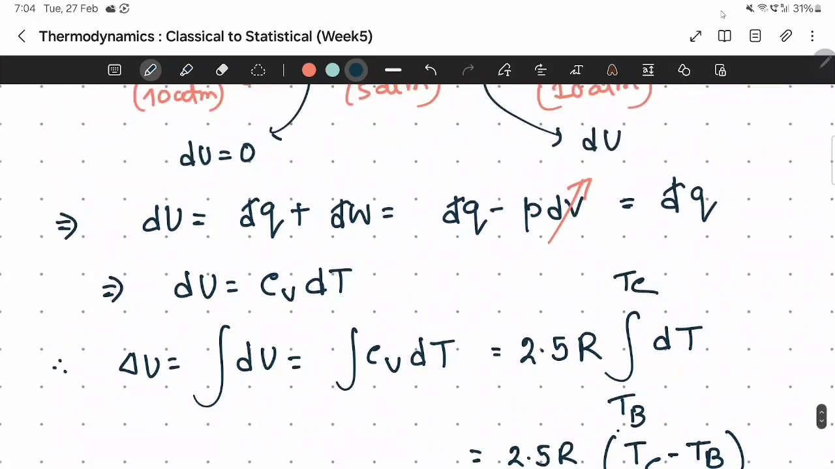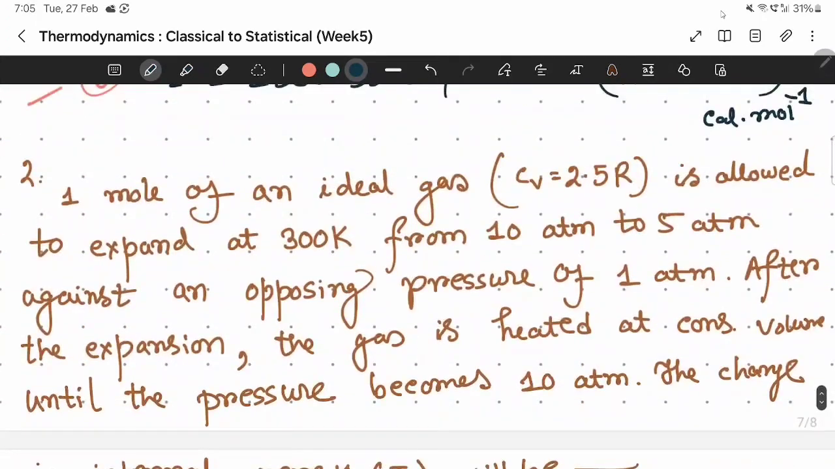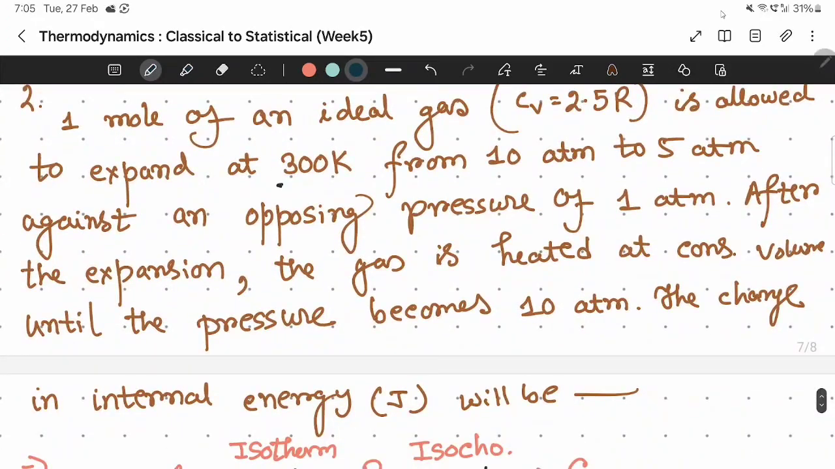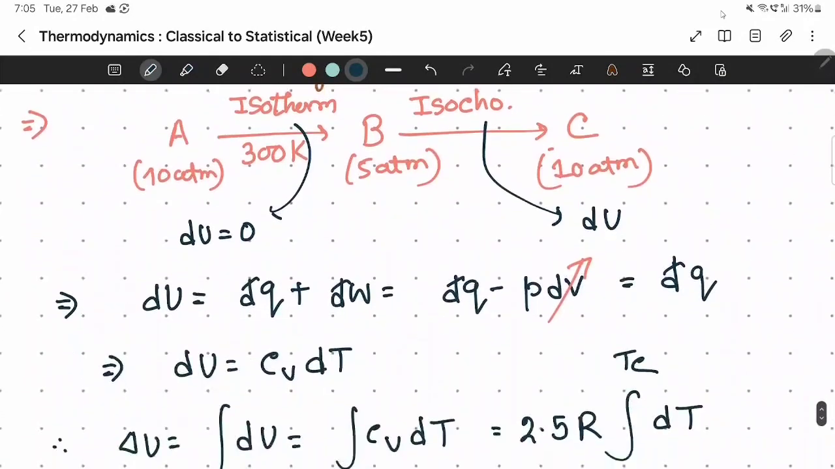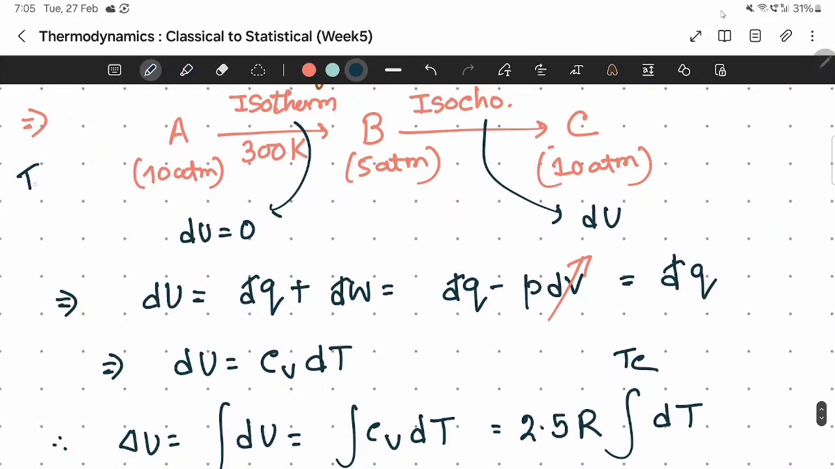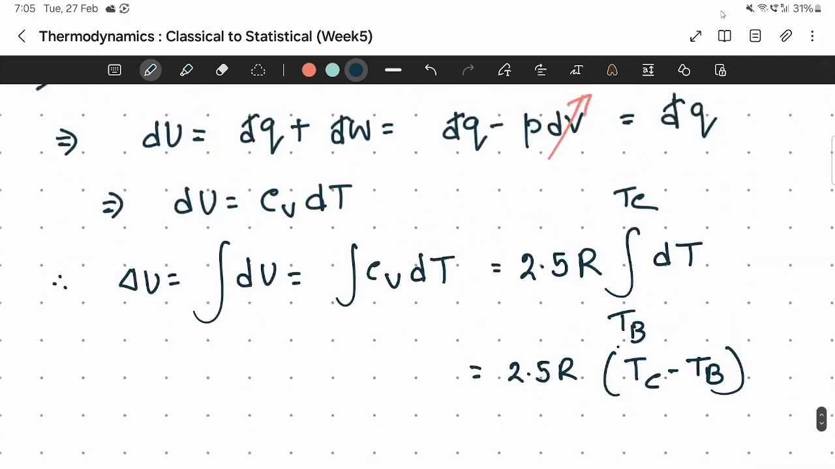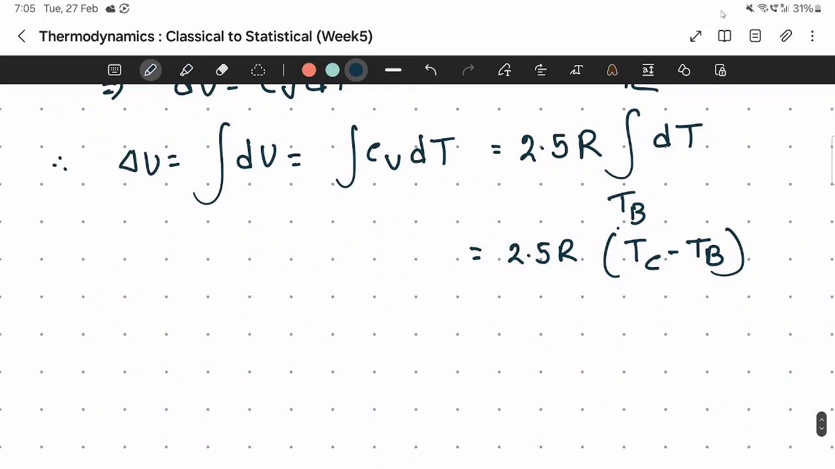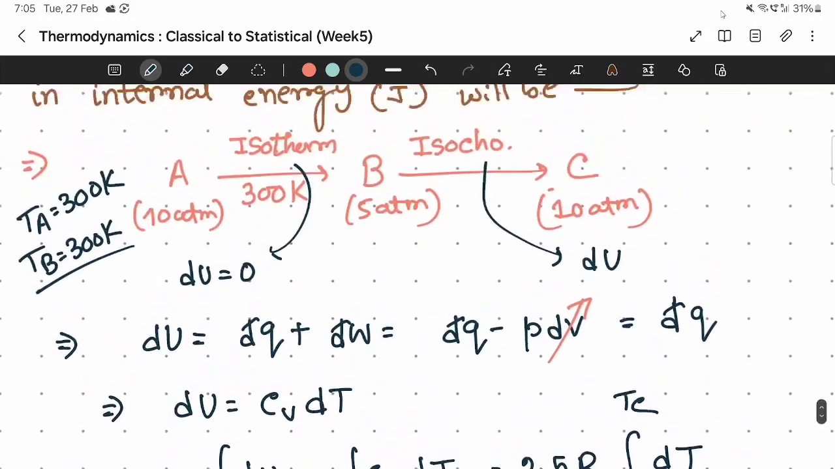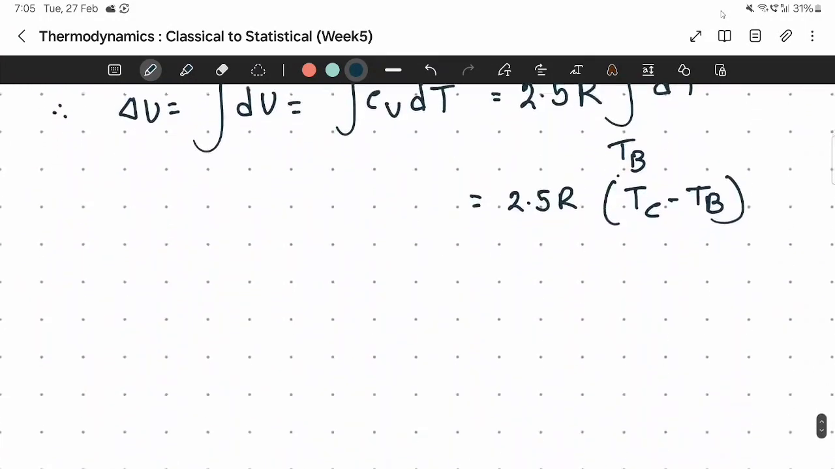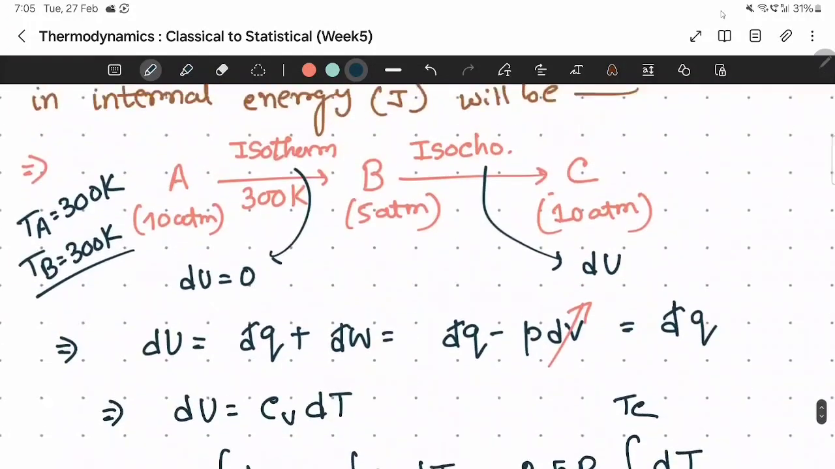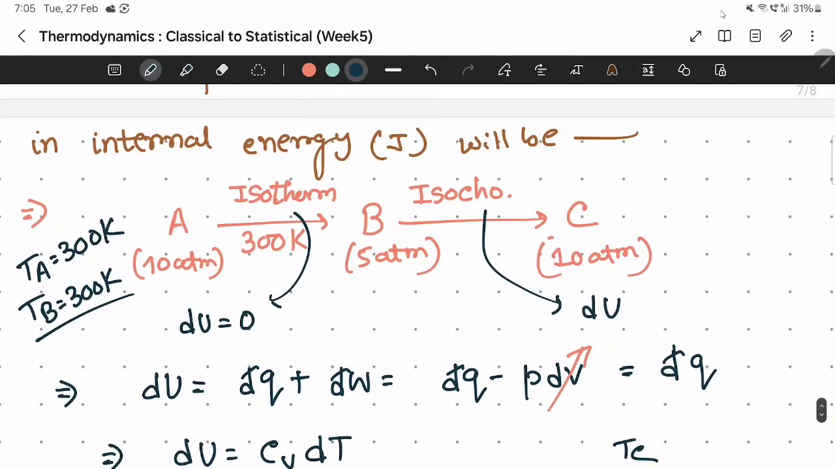So what is given in the question? Any temperature? Yes, this is 300 Kelvin. TA is 300 Kelvin, so TB will also be 300 Kelvin, because we know this is isothermal. We just have to know what TC is. TC we have to find out, then we can do it. How can we find out TC? This is an isochoric process.